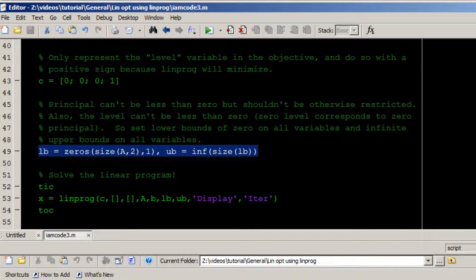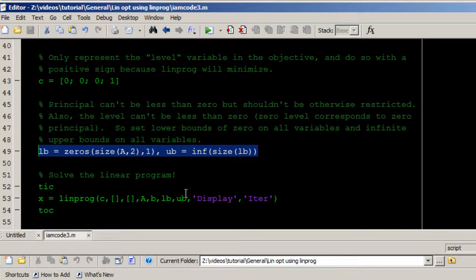Recall that all the variables are bounded below by 0, and in practice they have no upper bound. MATLAB has a way of notating that with infinity. Good so far, Peter? Yeah, so it looks like we're just setting up each of the inputs into the linprog function that MATLAB has for solving the linear set of equations, right?